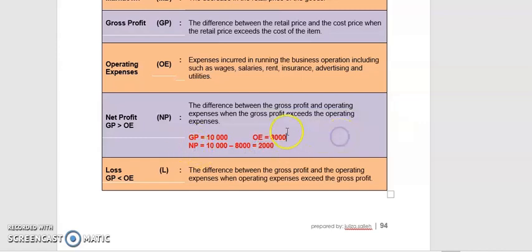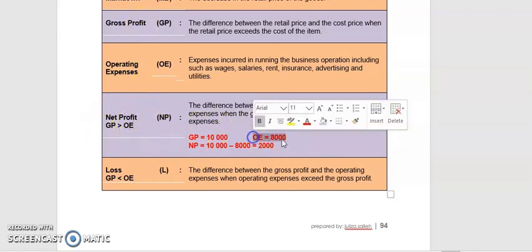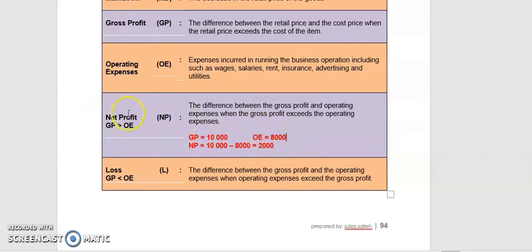Okay, so what is the difference between net profit and gross profit? Net profit here we consider operating expenses, meaning that in the calculation of net profit we need to include operating expenses. But gross profit we do not include operating expenses. In Malay, gross profit we call untung kasar. Net profit is untung bersih.